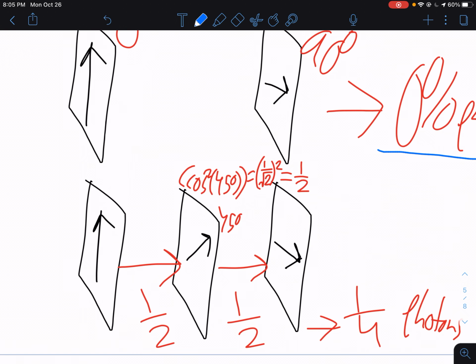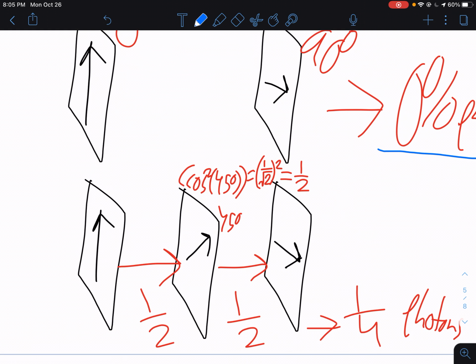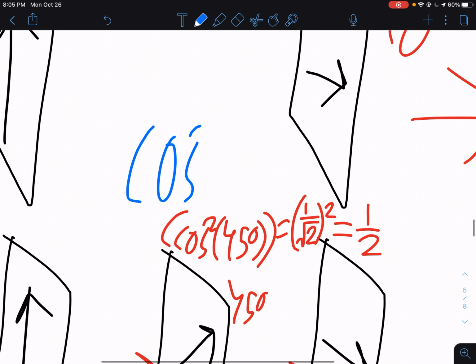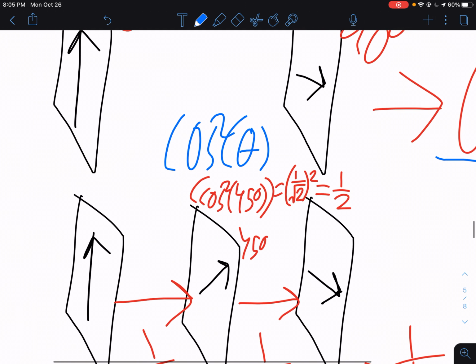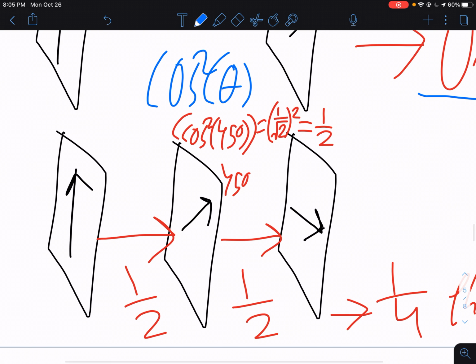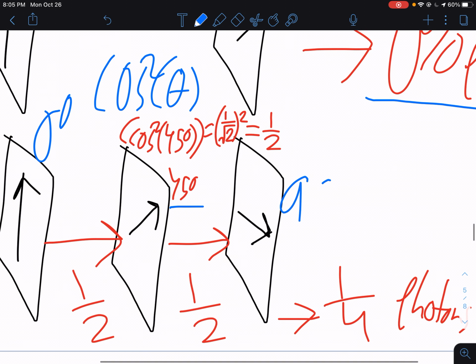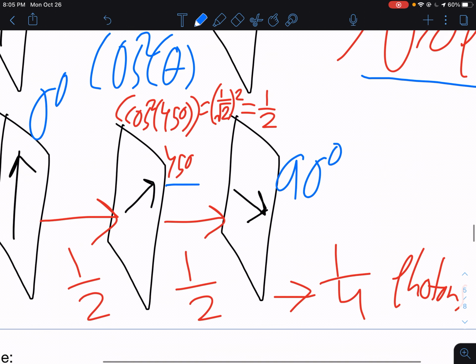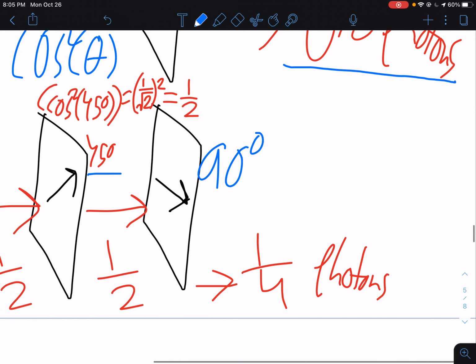And in this case, if we put that 45-degree filter in between, we can use our cosine squared theta identity, right? And so we use 45 degrees, and that gives us 1/2, right? And so if light is passing through from this first one, this 0 degrees, to the 45 degrees, that'll give you a 1/2. And then from 90 degrees, that's 45 degrees from 45 degrees, which gives you another 1/2. So 1/2 times 1/2 will make 1/4 of the photons. So if you send in 100 photons through, then you would expect to get 25 photons. That's the expected value.